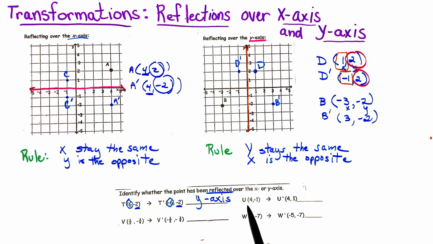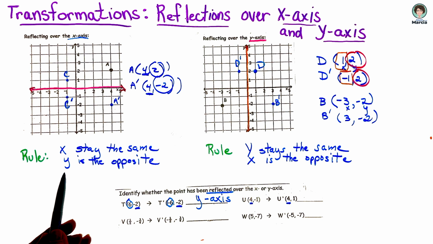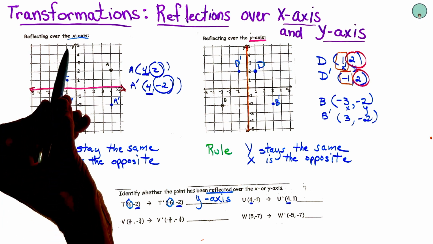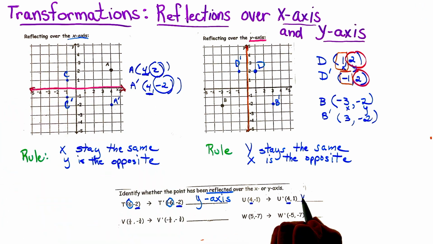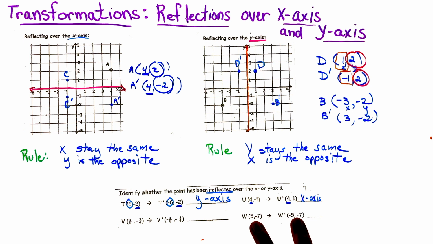Let's look at U. We have 4 and -1, and U prime, the point that's reflected, is 4 and 1. Again, notice the x stayed the same and the y is the opposite. So when the x stays the same and the y is the opposite, we are reflecting over the x-axis. It's really easy when you have a pair of points and you just see which one's the same. That's what it's being reflected over.